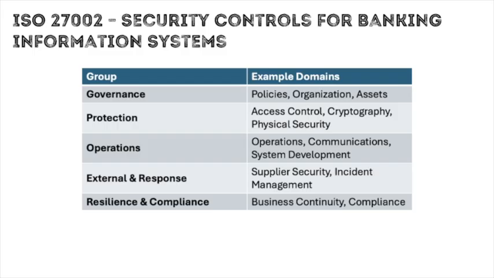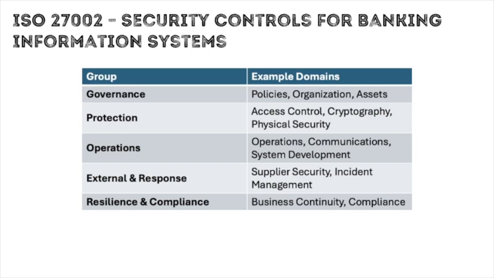Every bank starts with a formal information security policy, approved by management and updated regularly. It defines roles, responsibilities, and acceptable use of systems. Next, the organization of information security ensures that duties are clearly separated and third-party access is tightly controlled. Then, asset management maintains an inventory of hardware, software, and data, classifying each asset as public, internal, or confidential. This foundation makes sure every resource is tracked and protected.